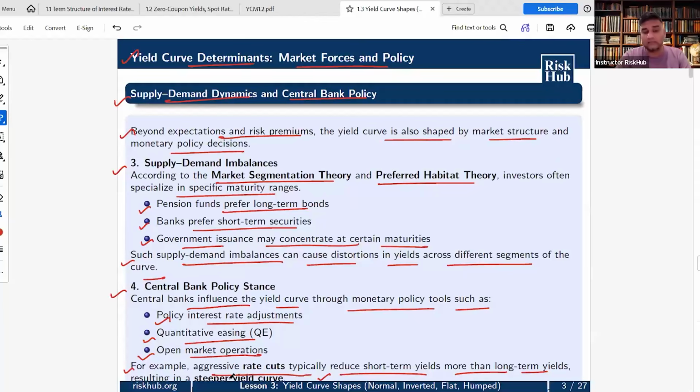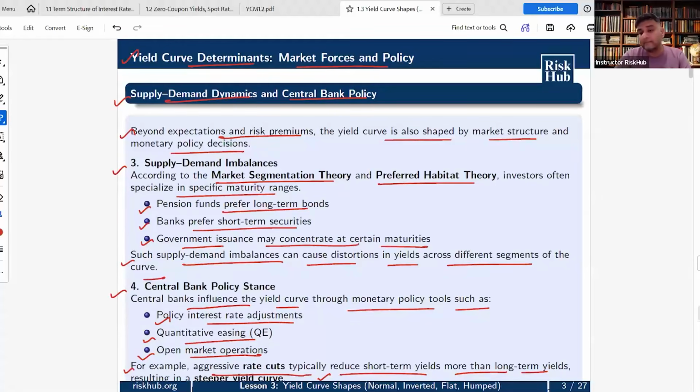Preferred habitat says buckets are linked. Yield gaps get arbitraged if large enough, right? And substitution happens above a threshold yield pickup. The one difference that matters here is whether the investor will switch maturity for enough compensation or not. Where it is used: segmentation and habitat effects are the reason a fitted curve model leaves residuals at particular maturities, and relative value desks trade those residuals.